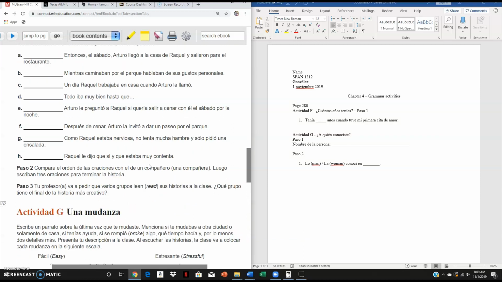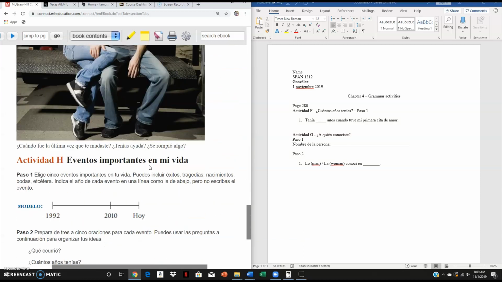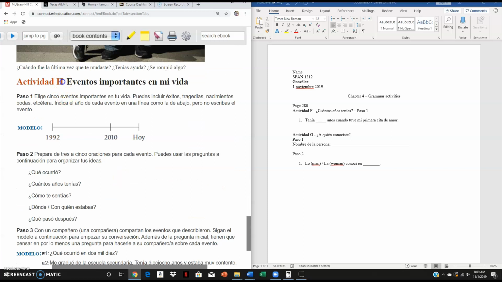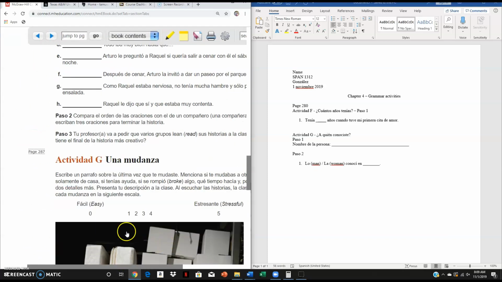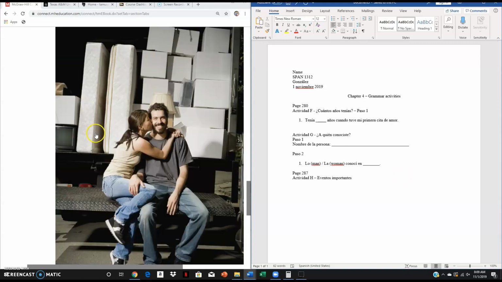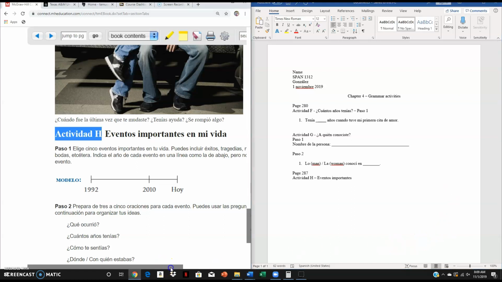And then I would like for you guys to complete this activity. Actividad H, eventos importantes en mi vida. Okay, and this one is on 287. Okay, so we'll go down here. We'll mark that there's a page change, page 287. And this one we're going to be doing is Actividad H, eventos importantes en mi vida.